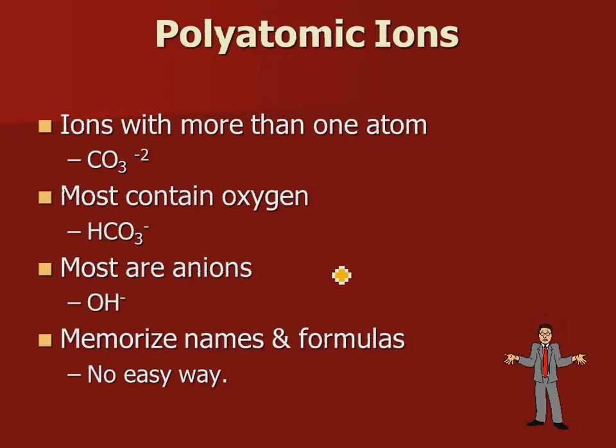Now we get the not so easy ones. These polyatomic beasts. These are ions that have more than one atom. So they're, in this case, carbon and an oxygen. Almost all of them contain oxygen as one of the elements that are part of that polyatomic ion. Most of them are anions. There are a few cations, but for the most part they're anions. And there is no easy way around this other than memorization. Those of you who had chemistry before, am I lying? No. It just sucks. That's a medical term, by the way.